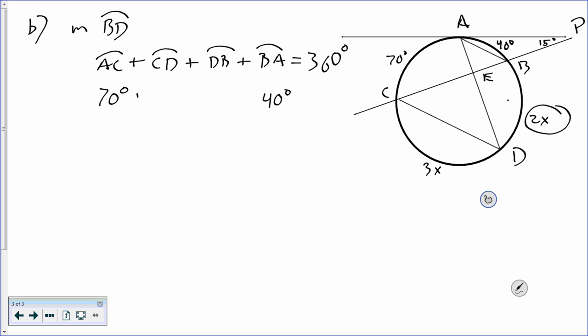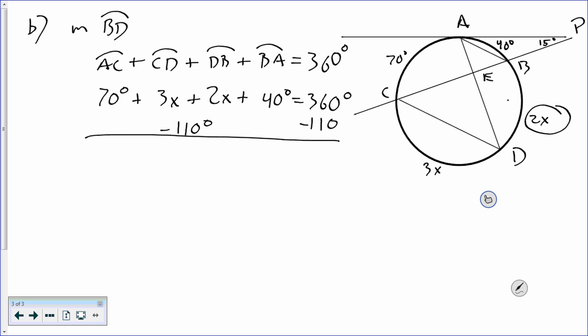And we know now that CD is 3x and DB is 2x. I saw you had that marked up in your paper, so I don't think I have to explain that. The sum is equal to 360. 70 and 40 is 110, so subtract 110 from both sides. Okay, and I'm going to get 5x is equal to 250, right?